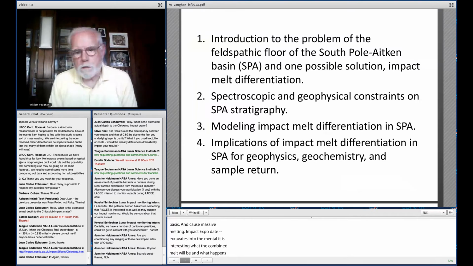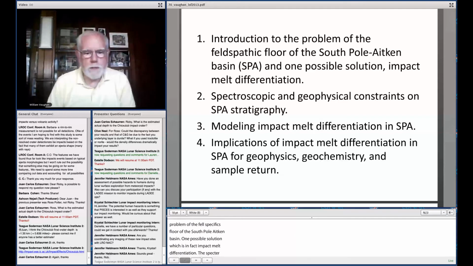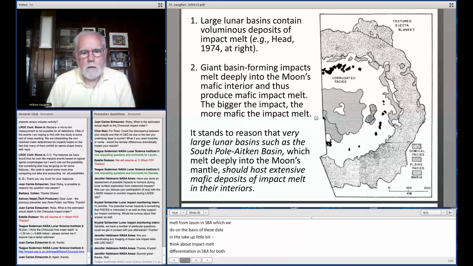Now, what we're going to talk about today is kind of an introduction to the problem of the feldspathic floor of the South Pole Aitken Basin, well known to everyone, and one possible solution, which is, in fact, impact melt differentiation. So there are spectroscopic and geophysical constraints on the South Pole Aitken stratigraphy, and we can use those to think about how to consider this as a possibility. So modeling impact melt differentiation in SPA, which we do on the basis of these data, and then thinking a little bit about the implications of impact melt differentiation in SPA for both geophysics and geochemistry, as well as, indeed, sample return.